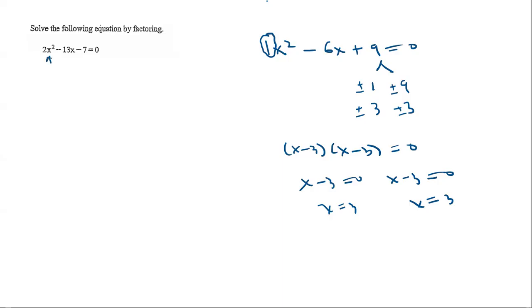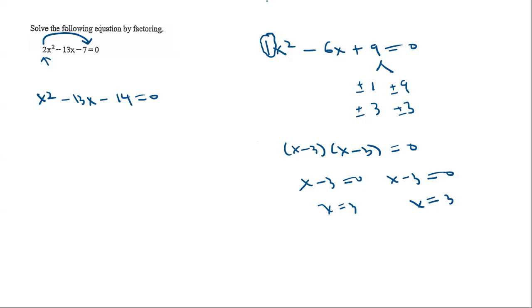Now, in this one here, the leading term is bigger than 1. This is 2. So for any number bigger than 1, you would have to use the slide method. The slide method, remember, is you take that 2 and you multiply it to the back. That gives us x squared minus 13x minus 14 equals 0. And this is where a lot of students mess up. They go straight here and think they're good, but they forget to do one step after that.